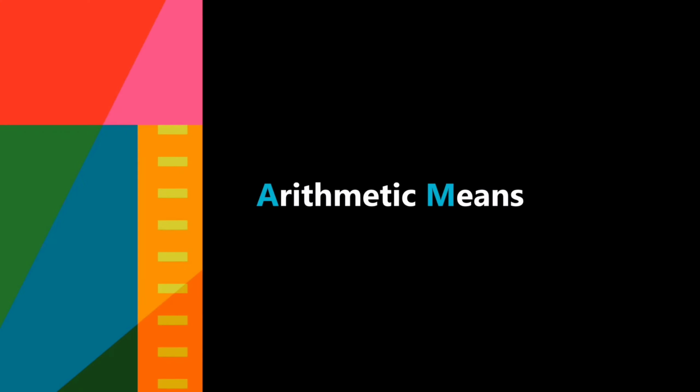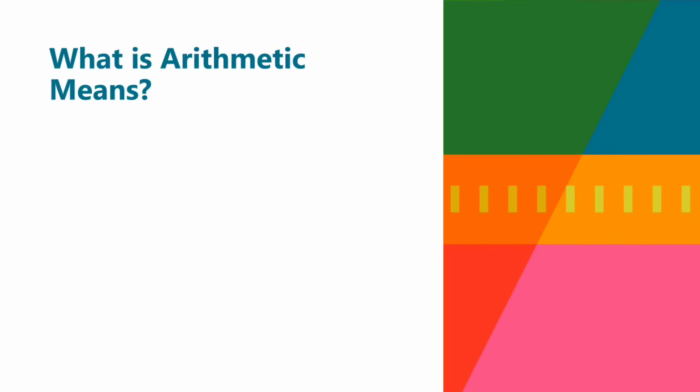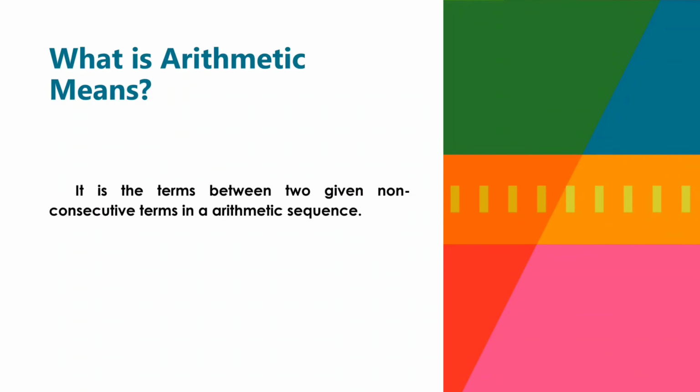Now we are going to define what arithmetic means are. So what are arithmetic means? They are the terms between two given non-consecutive terms in an arithmetic sequence.